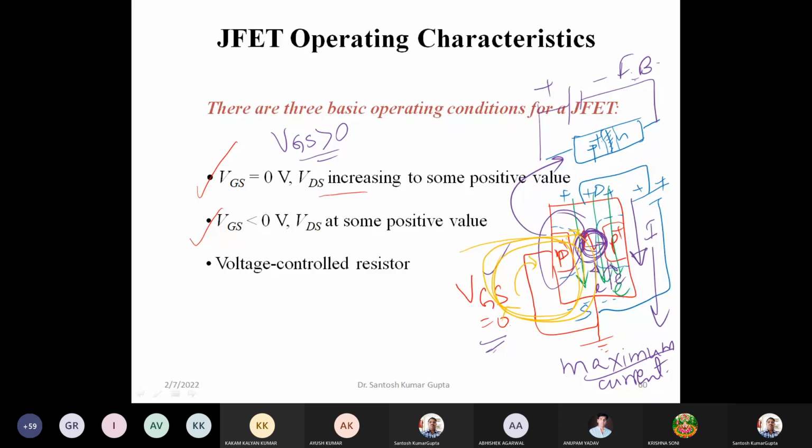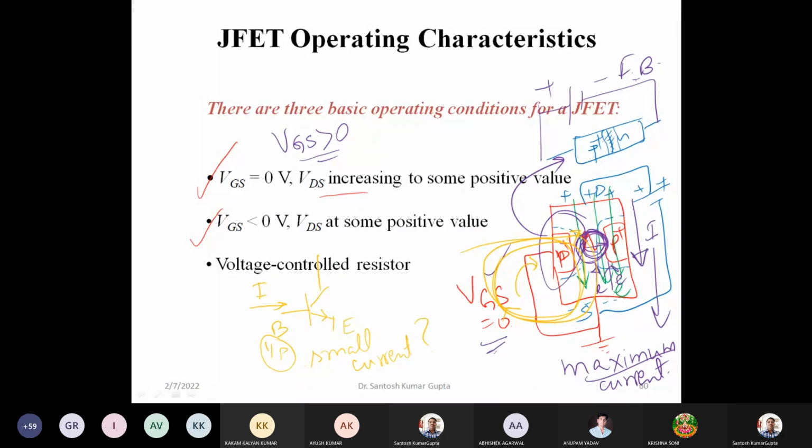We want only gate to control. We don't want a large current to flow through this, as was in the case of the BJT also. We didn't try to use this input terminal to consume more current. So input should consume as small current as possible. Why is it desired? Why should this input have a small current?